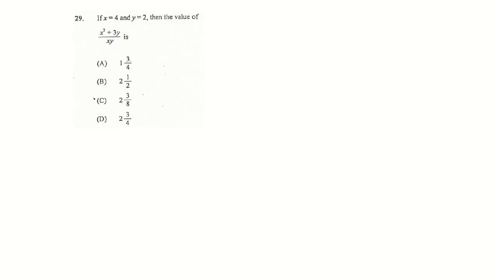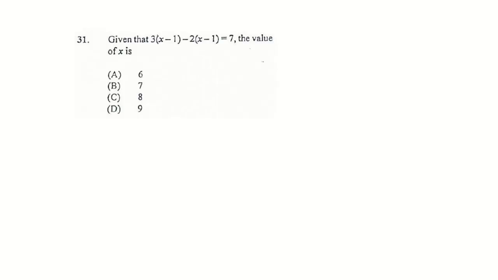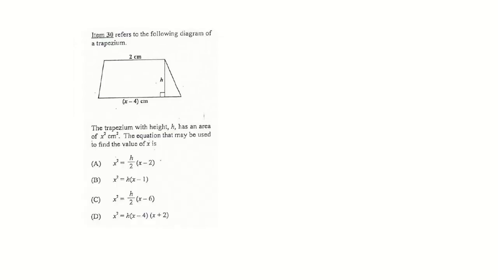Number 29 is a repeated question. The answer is 2 3/4. So that is the end. Oh, no, it's not. Okay, we have two more questions. This one is our next repeated question. We know that the area is x squared, so it's h by half, which is h over 2 by, when you add these two, you'll get x minus 2, so the answer is A.